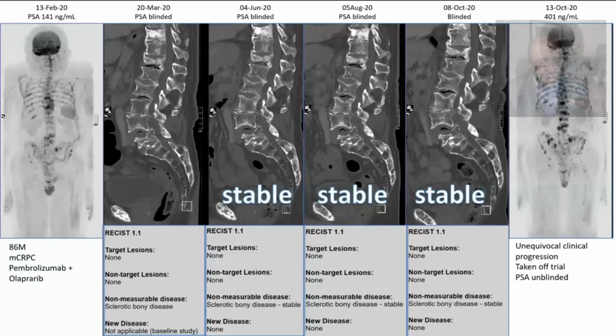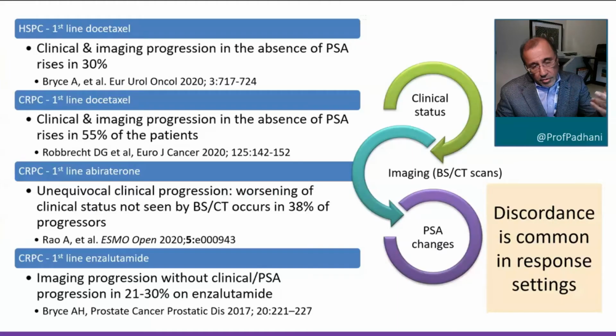And this is not at all unusual. If you look at the third row here, you can see that unequivocal clinical progression with an unchanging radiographic status is seen in up to 40% of men. So it's not unusual to see these kinds of findings.